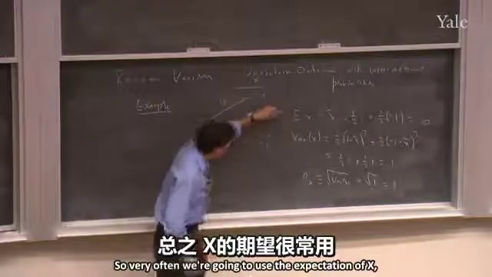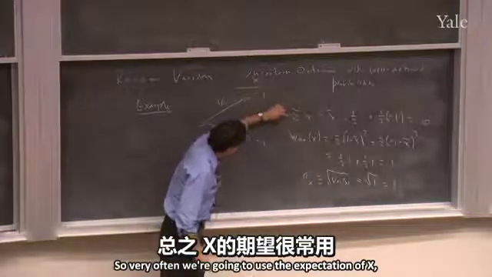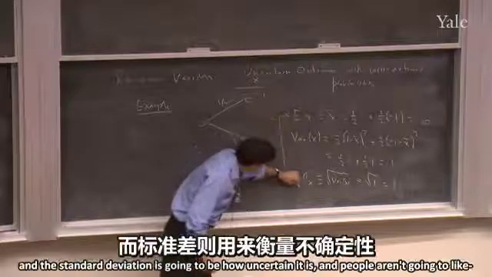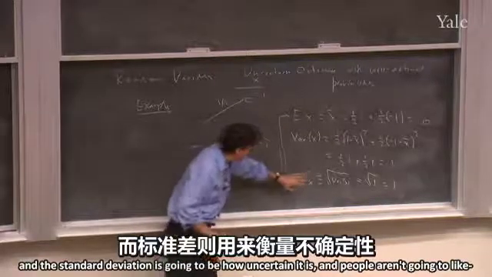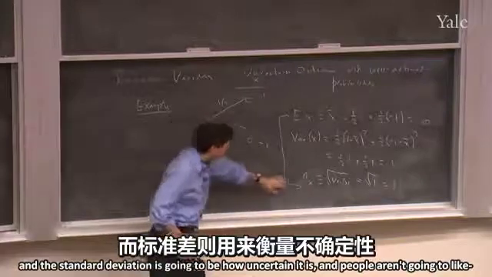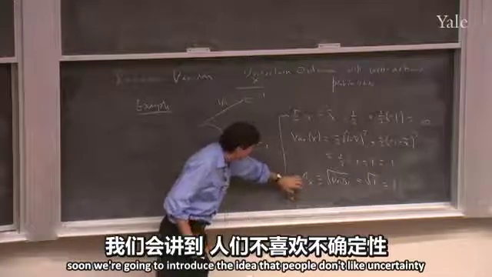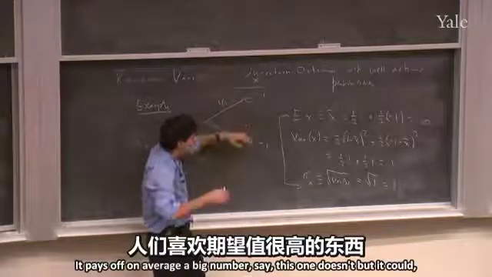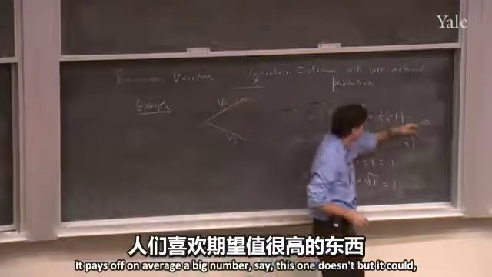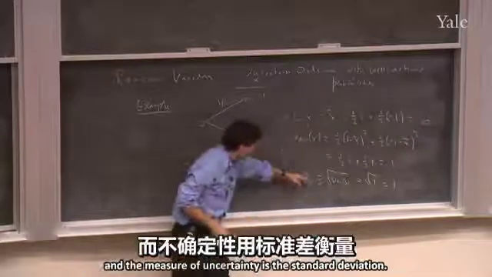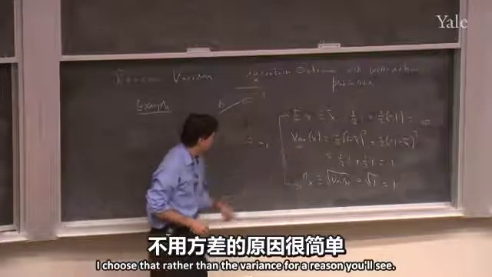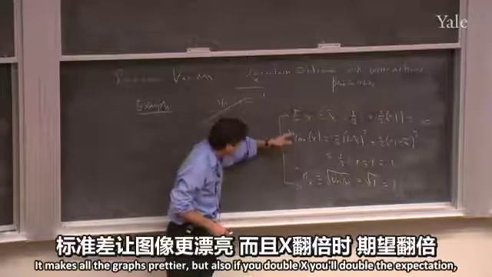So very often we're going to use the expectation of x. That's going to be how good the thing is. And the standard deviation is going to be how uncertain it is. And soon we're going to introduce the idea that people don't like uncertainty. And this is the measure of what they do like. It pays off on average a big number, say. This one doesn't, but it could. And the measure of uncertainty is the standard deviation. I choose that rather than the variance for a reason you'll see. It makes all the graphs prettier.